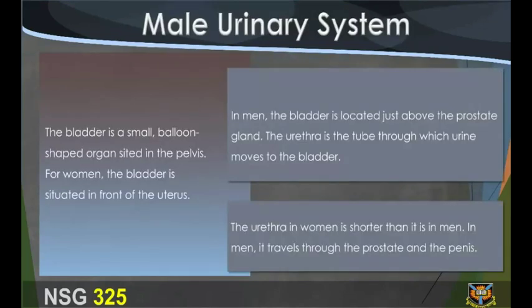Male urinary system. The bladder is a small balloon-shaped organ situated in the pelvis. For women, the bladder is situated in front of the uterus. In men, the bladder is located just above the prostate gland. The urethra is a tube through which the urine moves out of the bladder. The urethra in women is shorter than it is in men. In men, it travels through the prostate and the penis.